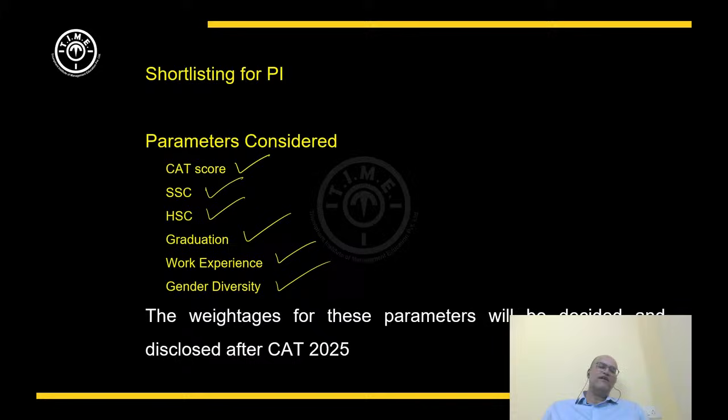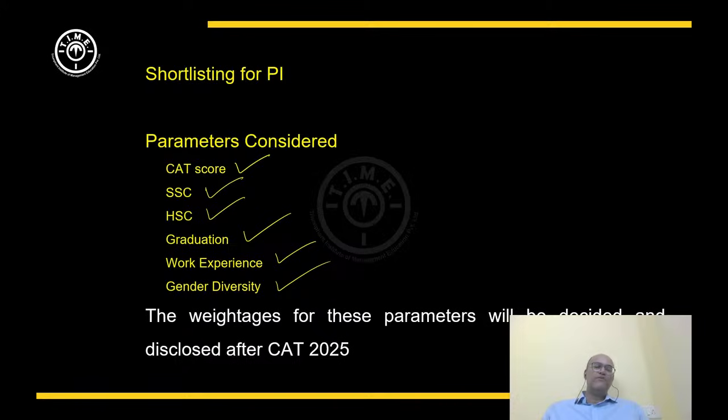These are the parameters that they said they are going to take into account. But I want to mention it very clearly. So far, they have not disclosed exact weightage, exact percentage value that they will assign for each of these parameters. So we have to wait and watch for formal announcement of exact weightages that they are going to assign. I'm sure you would agree with me, that's a crucial bit of information. Then we will come to know how much importance they are giving to each of these parameters.